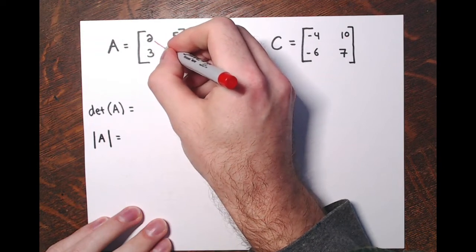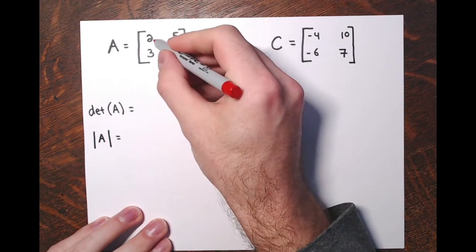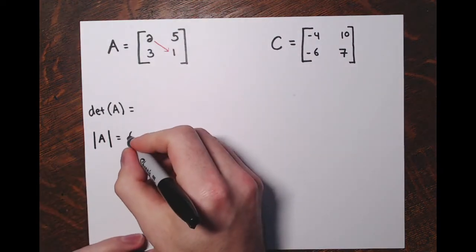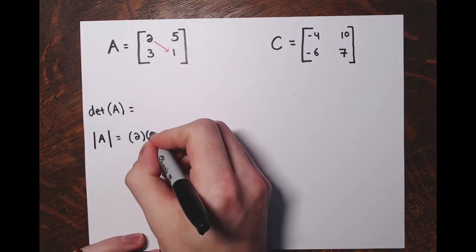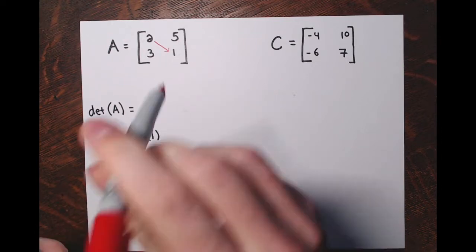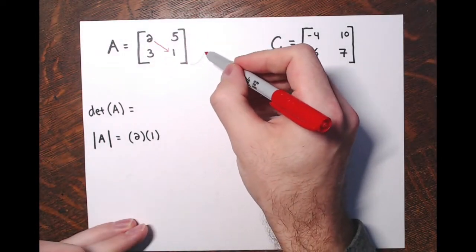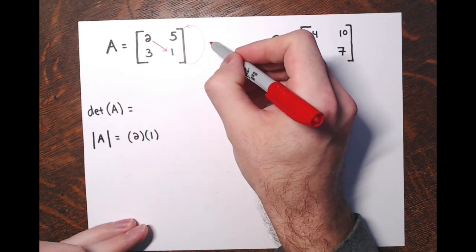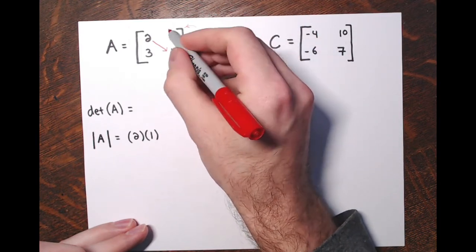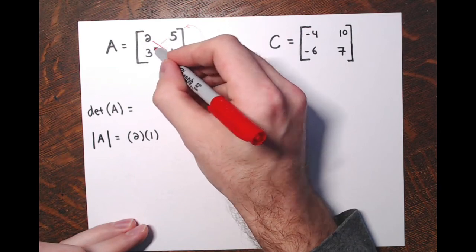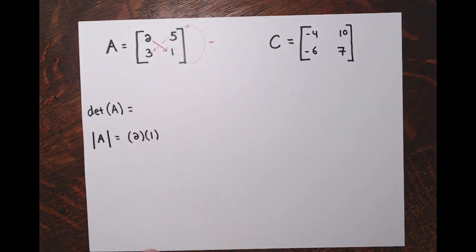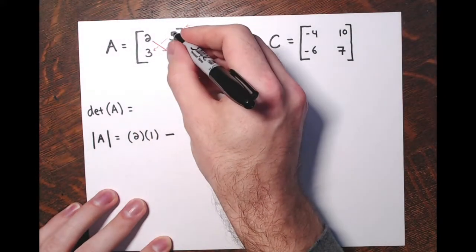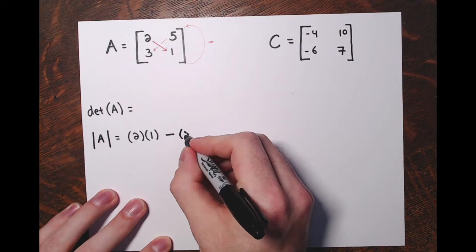And I like to make this little diagram here. You take the product of the main diagonal entries, so it's going to be 2 times 1, and then kind of loop around, come outside here and come back down, and put a little minus sign out here. We're subtracting the product of the other two entries. So 2 times 1 minus 5 times 3.